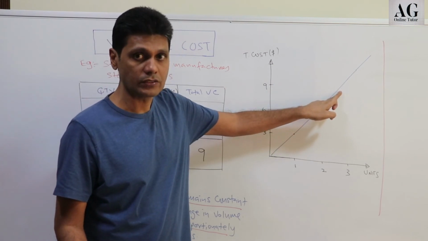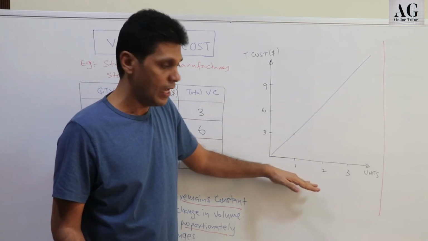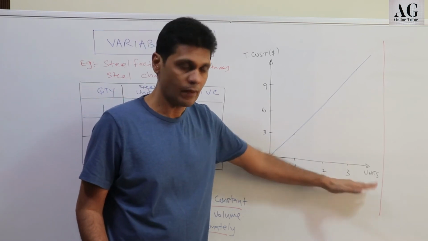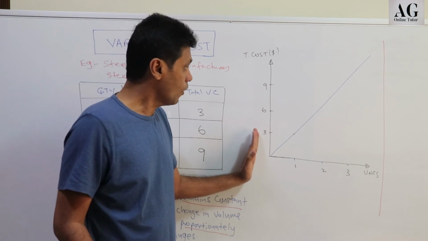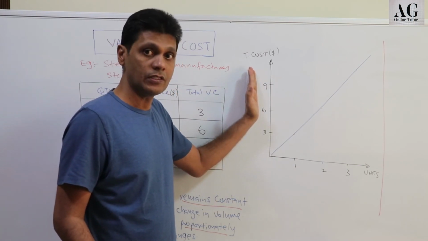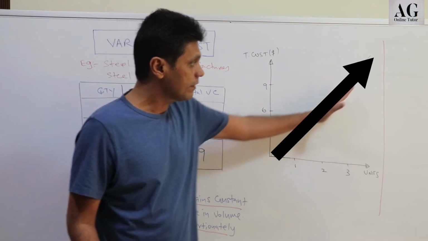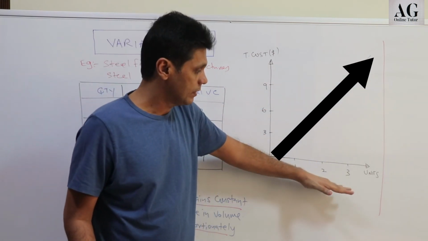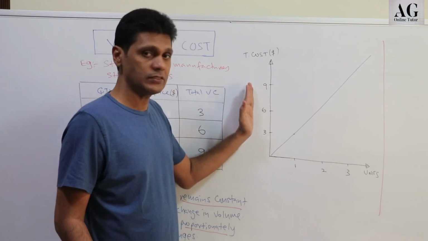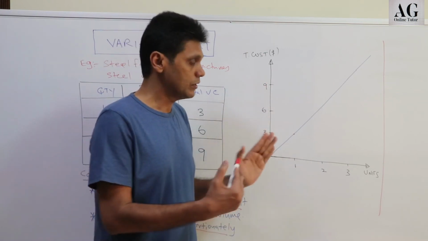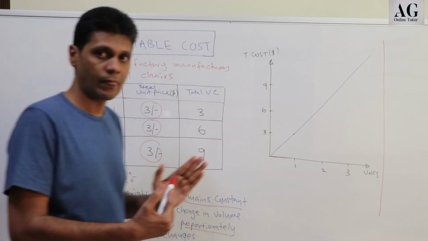the total variable cost will increase to $9. So as you can see, as you increase the volume, as you increase the production, your total variable cost tends to increase. Therefore there is a linear relationship between the volume and the total variable cost. So this is the relationship.